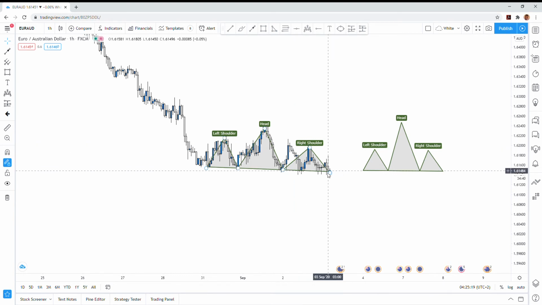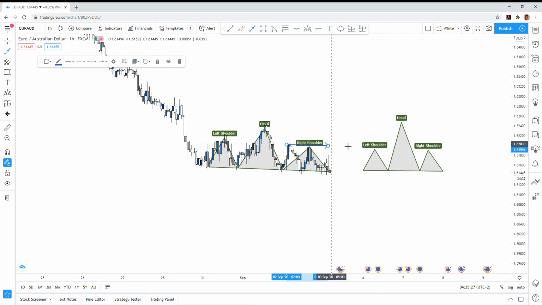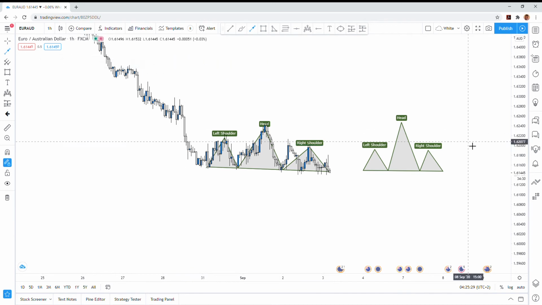Or if it goes up again now and violates these highs, then yes, the setup becomes invalid. But if, okay, so this is how I trade it. I always trade any pattern. I trade the break and retest of it.